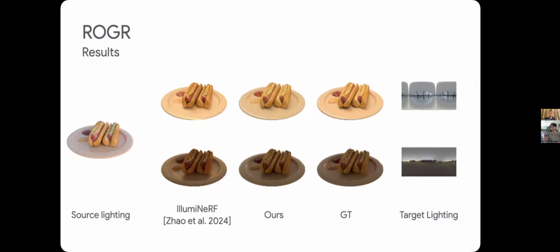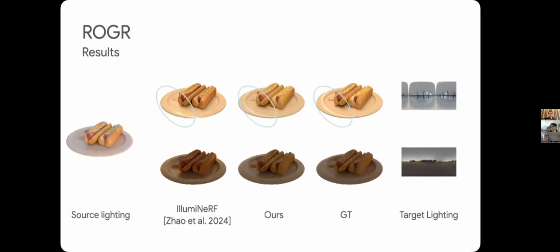And the competitor methods either fail to fully produce the specular highlight, as we can see in the top row, or overcompensate for the specular highlight, as you can see in the bottom row. So as you can see, this method fits nicely into our generative 3D setup and extends the number of controls.